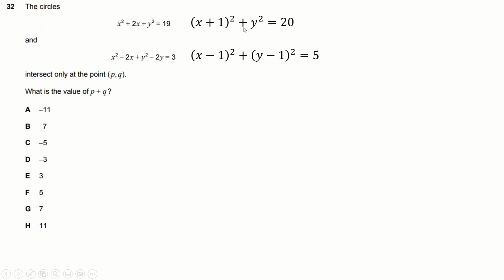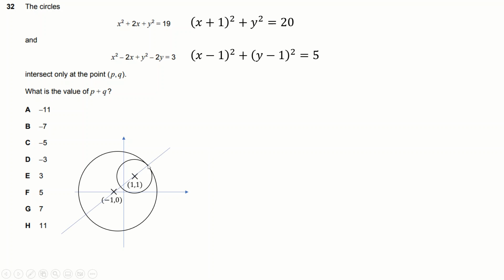Well, it becomes very clear when you sketch these. So this one has a center of -1, 0, so it's somewhere over here, radius of √20. This one has a center of 1, 1, which is up here, and has a smaller radius of only √5. So it looks something like this, and this is the single intersection point, right? So this is my sketch, and I'm looking for this coordinate and then add up the two values.